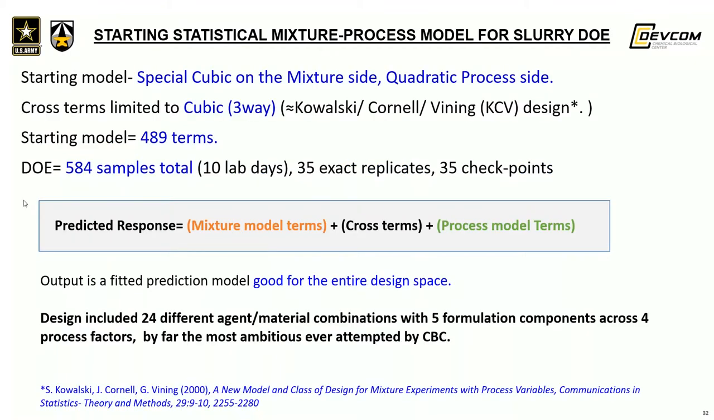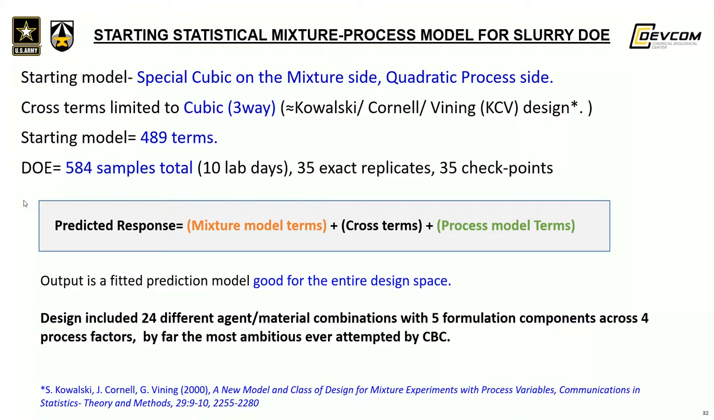And so we built a design. This was a very ambitious design. We went special cubic on the mixture side, quadratic on the process. We limited the cross terms to 3-way. So it's like a KCV design. They would say only go 2-way, but we went 3-way because we have those 2 categoricals with lots of levels. And when you've got categoricals in play, especially more than one, it's more than likely you will see some significant 3-way effects, because the categoricals just lend themselves to active 2-, 3-, 4-way interactions. I've definitely seen a lot of 3-way interactions.